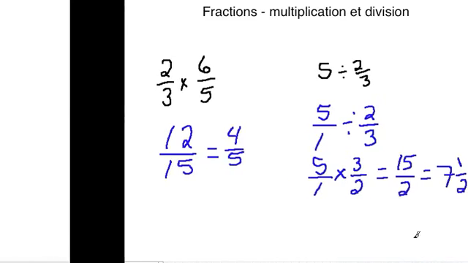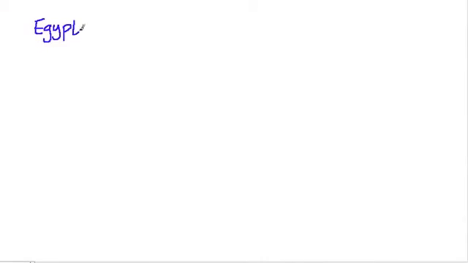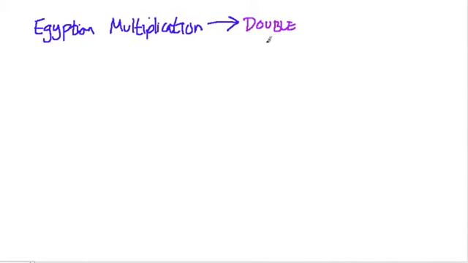And voilà. So in this video, we're going to look at one type of Egyptian multiplication. And we're going to look at how they went about multiplying numbers and why it makes really good sense. So what did they do? Well, essentially what they did was they took numbers and doubled them over and over again.